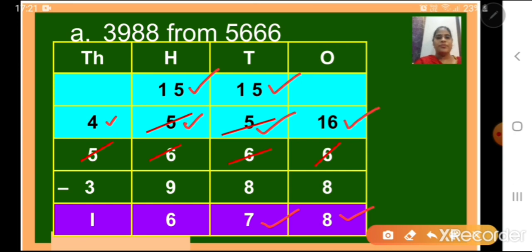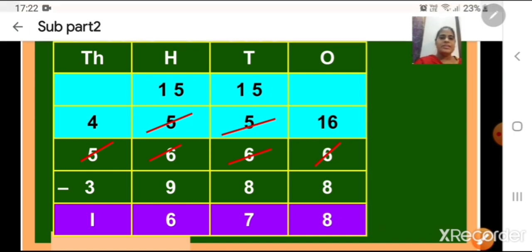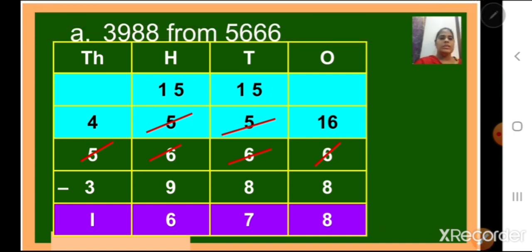Children, look at the flow, how it is going. There are multiple borrowings. So you have to go slow and one by one you have to decide whether you have to borrow or not. 15 minus 9 is possible, which is 6. And 4 minus 3 is 1. Children, so the difference is 1,678.